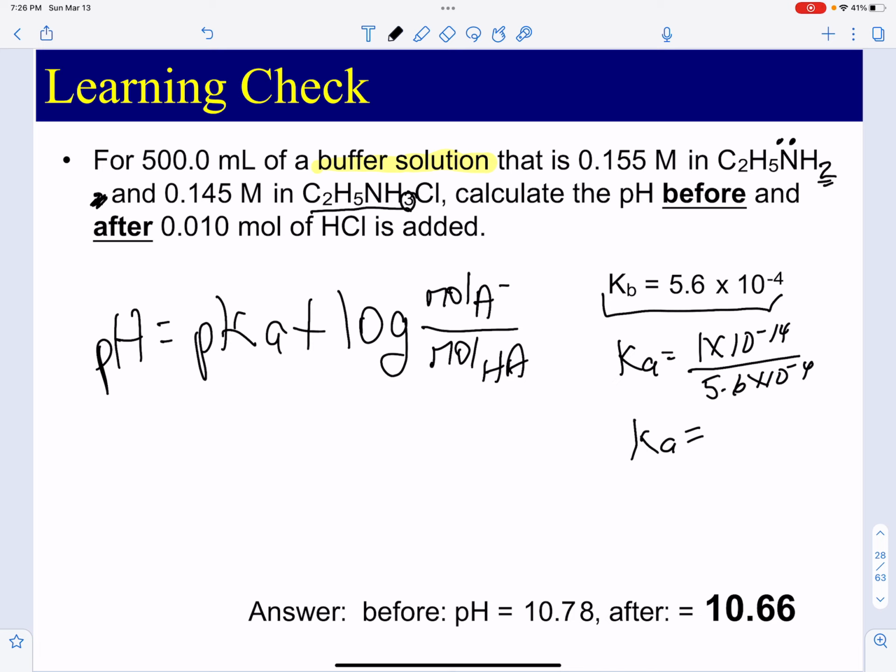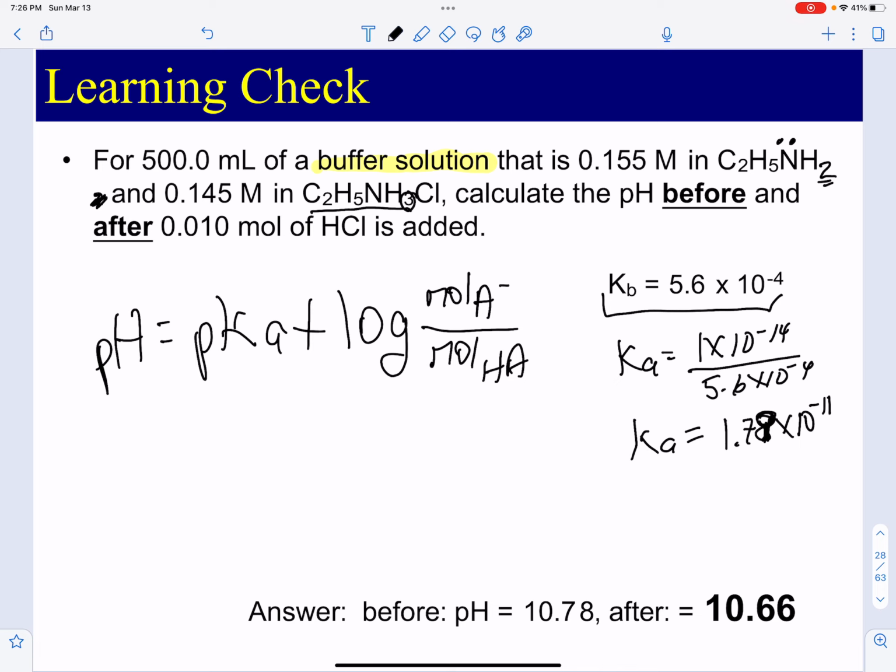So 1 × 10⁻¹⁴ divided by 5.6 × 10⁻⁴. That's going to be 1.78, actually 1.79, once I round, × 10⁻¹¹.